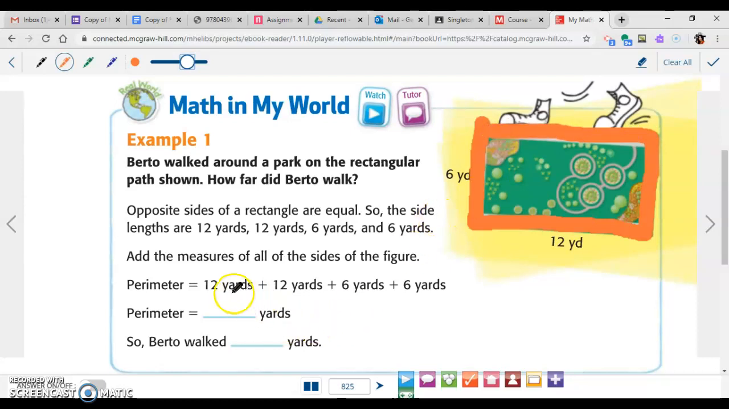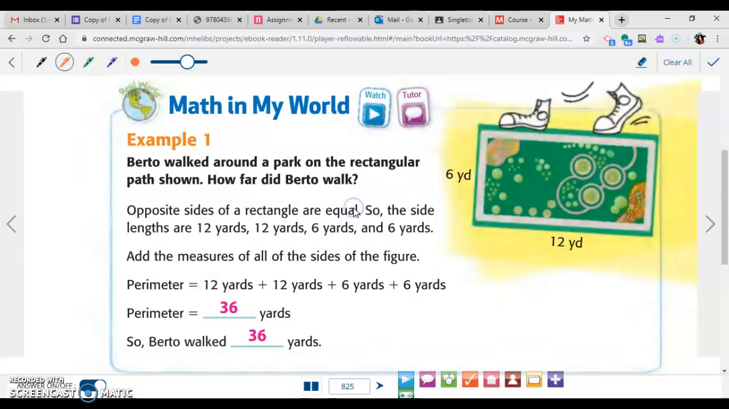So if you look over here, 12 and 12 is 24. 6 plus 6 is 12, so it's 12 plus 12 plus 12. So you have 24 and 12 more. Put the pen back so we can put the answers. 36 yards. So Berto walked 36 yards. All you need to do is add up all of the sides, and that's all there is to it. That's the perimeter. Let's clear all that. Okay, let's go to the next example.